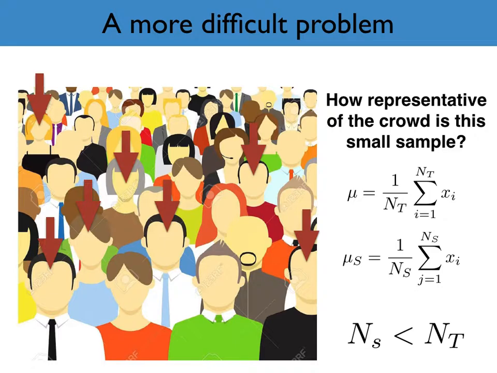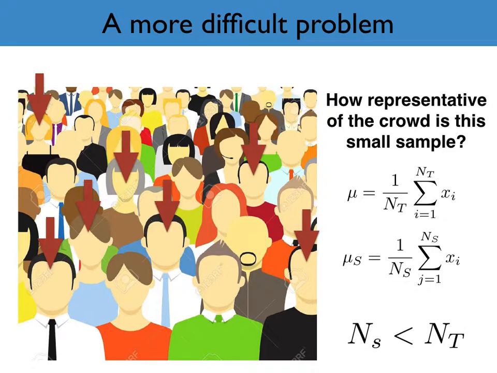The second sum, by contrast, runs over the subset of people that have arrows pointing at them. These are the people in the sample. There are ns, which is less than n of t, of these people, and Si represents the income of the ith person in the sample. Mu s is thus the mean income for the people in the sample.